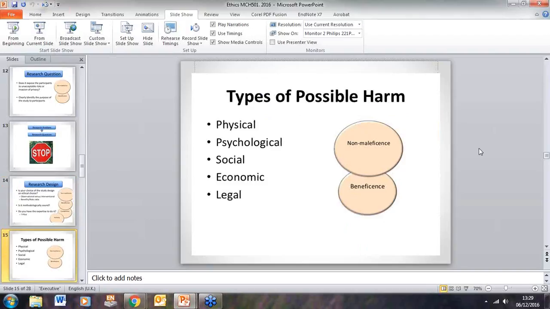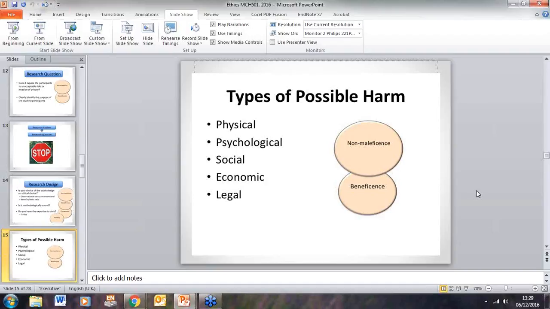We mustn't cause any harm to our participants, whether it be physical, psychological, social, economic or legal. So again, it's the principles of non-maleficence and beneficence. Obviously, the physical harm is probably the easiest to mandate against. You're not going to do something to a patient that's going to cause them pain or discomfort or compromise their treatment. Psychological and social, economic and legal might be slightly more difficult to mandate against, especially psychological harm.